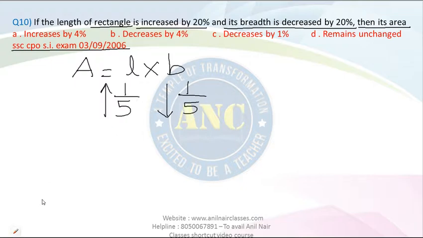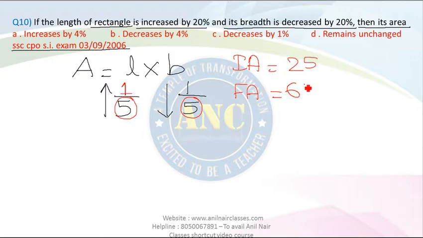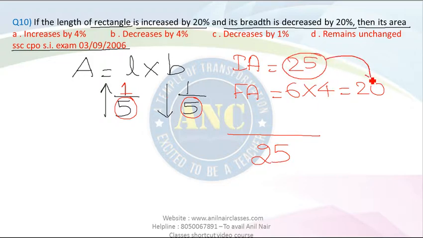That means initial length is 5. Initial breadth is 5. So initial area is 5 into 5, 25. Final length is from 5, there is an increase of 1, it is 6. Final breadth is from 5, there is a decrease of 1, it is 4. 5 into 4 is 20. That means initially it was 25, write it in the denominator. 25 is becoming 20. That means there is a decrease of 5. 5 by 25 is 1 by 5. 1 by 5 is how much?